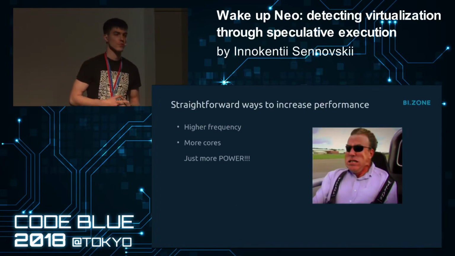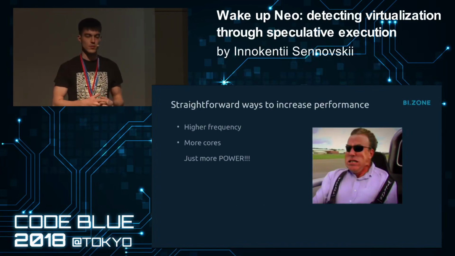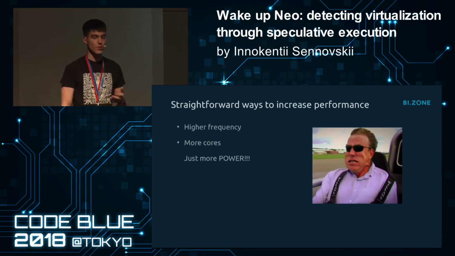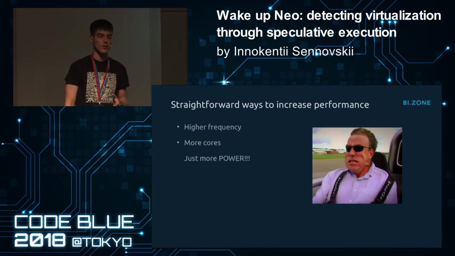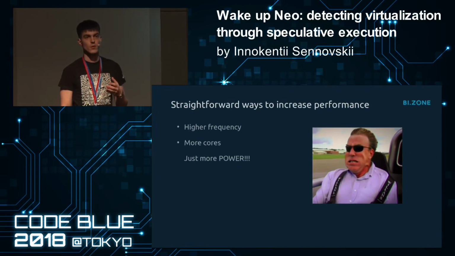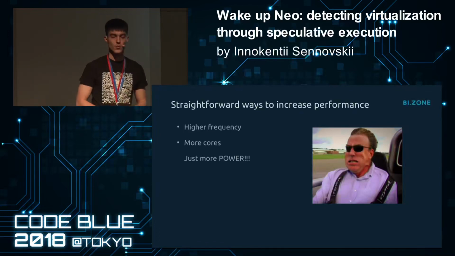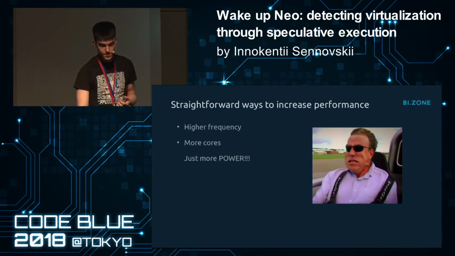Obviously, the CPUs today wouldn't be so welcome and so used if those were the only parts of the evolution. The CPUs have become much more efficient. They can process more data, they're faster. And the straightforward ways to increase this performance were usually increasing the frequency so that more operations could be computed in a single second, and increasing the cores so that you could split the operation into several cores and perform tasks simultaneously. So basically just more power.